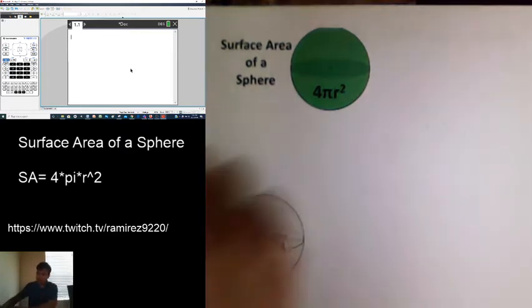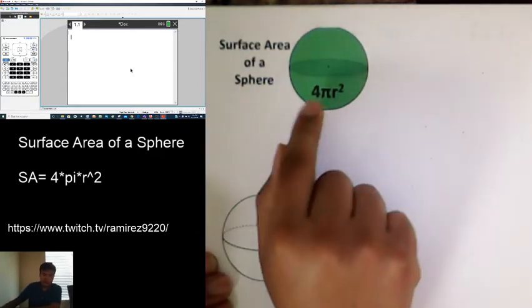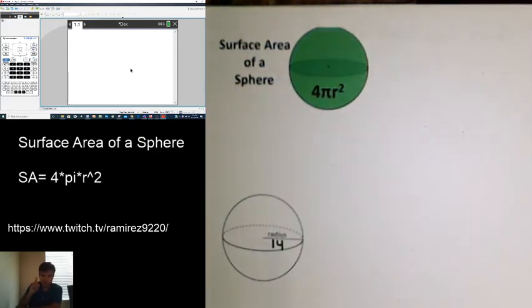Also, the cool thing about the total surface area of the sphere is that it's just 4 pi r squared. So there's only one variable you have to worry about, and that is r. So these are going to be very simple, very easy. Let's go ahead and look at an example here.